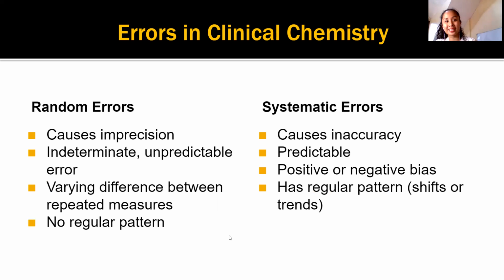It is usually predictable, either positive bias, minsan tumataas ng unti-unti yung results, minsan bumababa ng paunti-unti yung results, positive bias or negative bias, and it has a regular pattern. There is a trend, class, hindi to randomly nangyari, pakunti-kunti nangyari. Error na mas mahirap i-detect, class, kasi pakunti-kunti siya nangyayari. Makikita mo, magugulat ka na lang after 5 days, ay, ba't parang nagde-deteriorate yung reagent ko. Ganun.